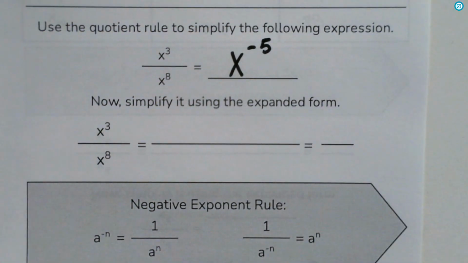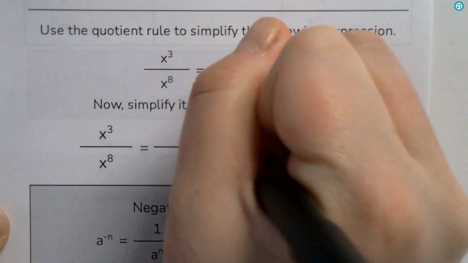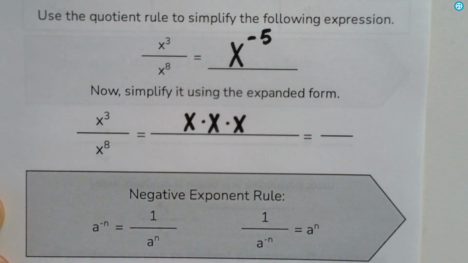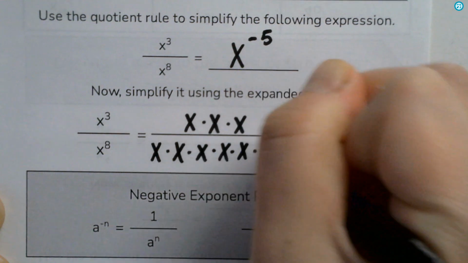We now have a negative exponent. We do not want negative exponents. So I'm going to show you by expanding this how we can make it so that we don't have negative exponents. So x to the third over x to the 8th. If we were to expand out x to the third, that would be 3 of these. 1, 2, 3. And then if we were to expand out x to the 8th, we would have 8 of them. 3, 4, 5, 6, 7, 8.